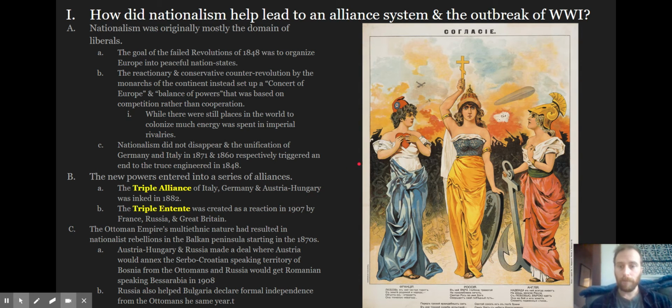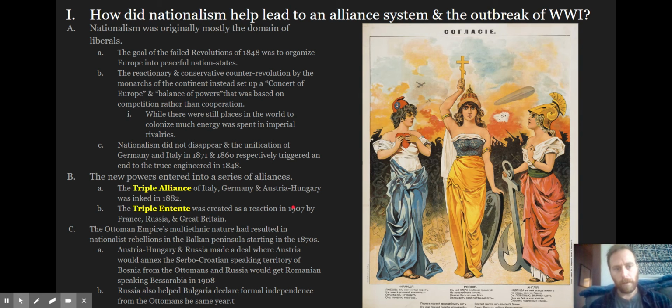Austria-Hungary says, great, sounds good, let's divide it up. And so Austria makes a deal with Russia to get Bosnia, which I'll show you on a map in a second, and Russia would get Bessarabia, which is this territory that's modern Moldova on a map, if you've ever looked at a map of Europe, in 1908. So, a deal between these two autocracies. You may also notice that 1907 is the year that the Triple Entente is created.